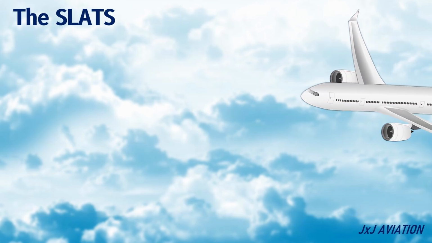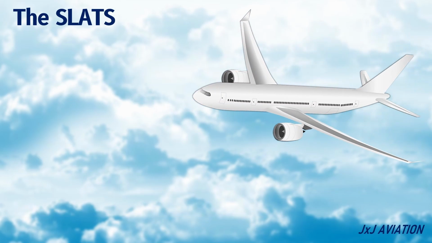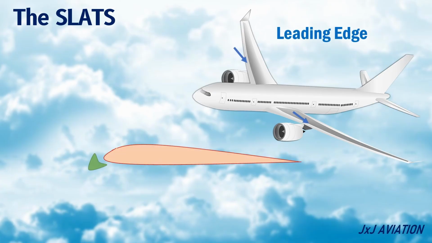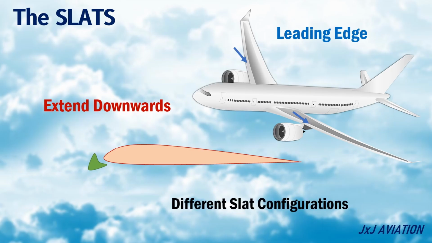The slats. The slats are another type of high-lift device, which are installed on the leading edge of the wings. Just like the flaps, the slats can only extend downwards, and there are different slat angles, or configurations.